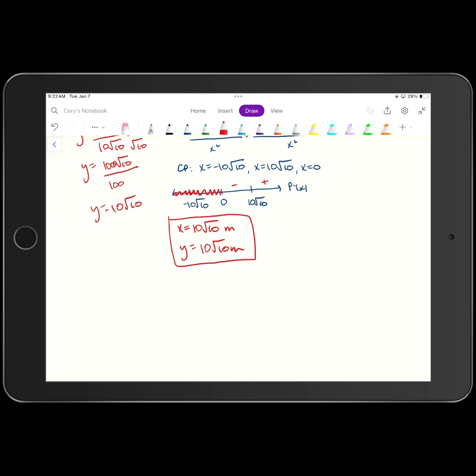Okay, so that's a bit of an introduction for us into optimization, and then we will work through some more optimization problems as we move through this section.